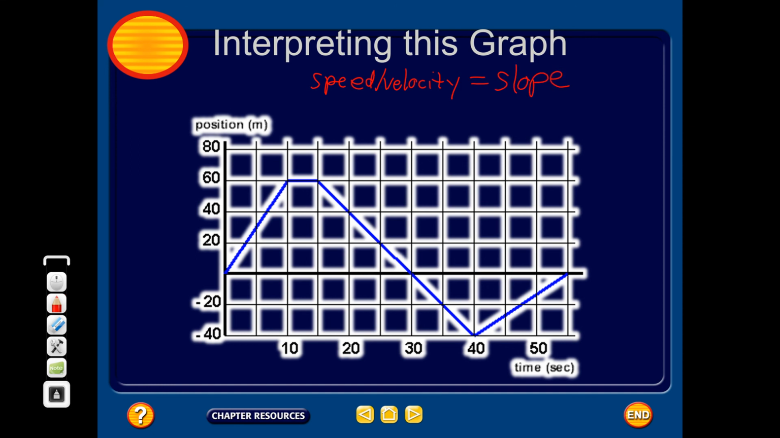So remember what slope is? Everybody always says rise over run, but hopefully people know what that means. People sometimes don't know what that means. It's y2 minus y1 over x2 minus x1. So if I want to know my speed for this section, I would say 60 minus 0 over 10 minus 0. 10 seconds, okay? And that is 6 meters per second.